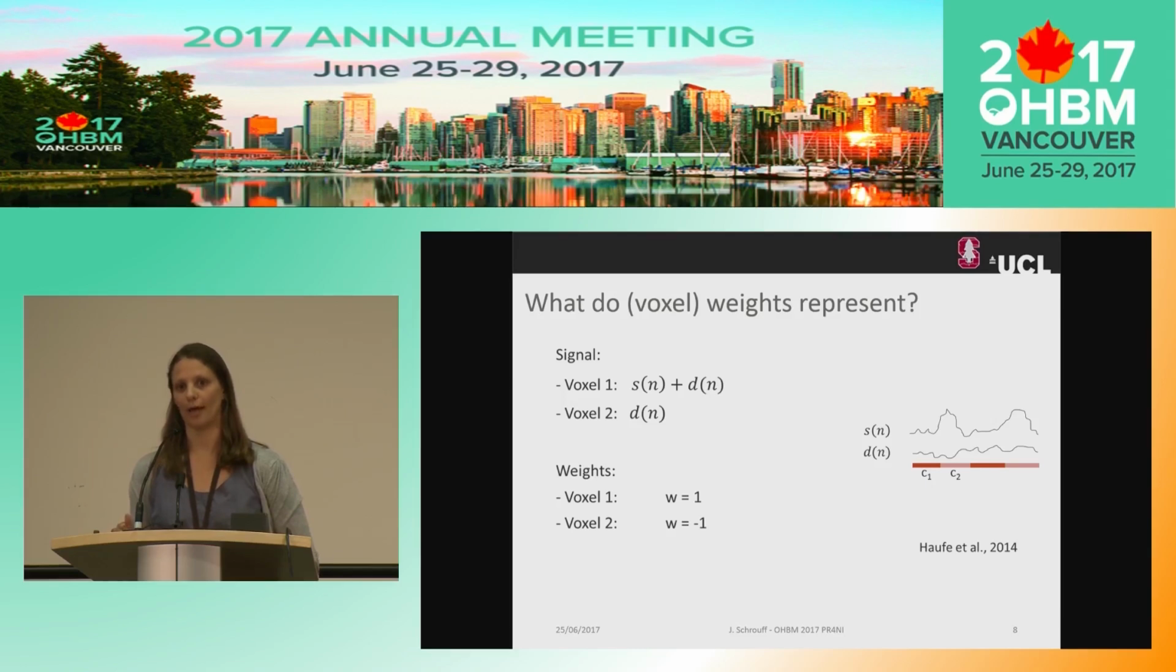Another issue with weight maps can be illustrated here. It was detailed in Schrouff et al. in 2014, and we can see here by illustrating with 2 voxels. So let's say in voxel 1 you have a signal that is a mixture of signal of interest and of noise. So you have signal of interest that correlates with your class and noise that does not. And then in voxel 2 you have only noise. And the best model you could fit would actually be to take voxel 1 with a weight of 1 and voxel 2 with a weight of -1, so that you just retain that signal of interest here.